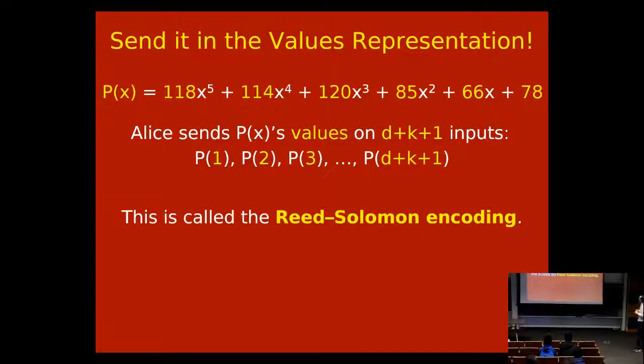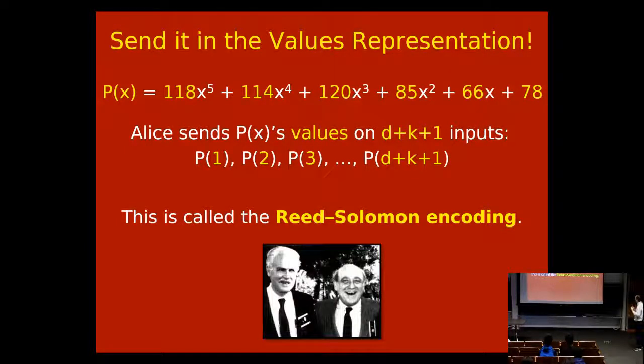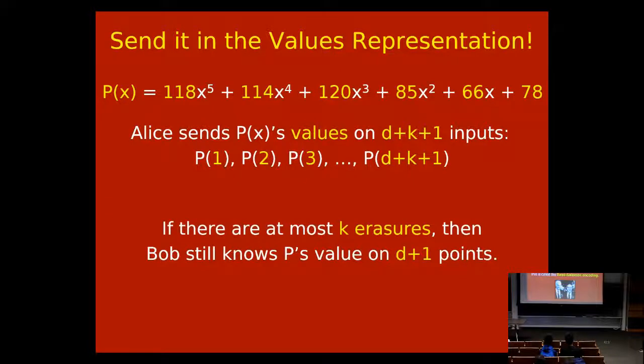And this is a great idea. This is one of the most fundamental ideas in the theory of error-correcting codes. This is called the Reed-Solomon encoding, named after Reed and Solomon. There they are, Irving Reed and Gustav Solomon. Okay, so here's the simple idea.